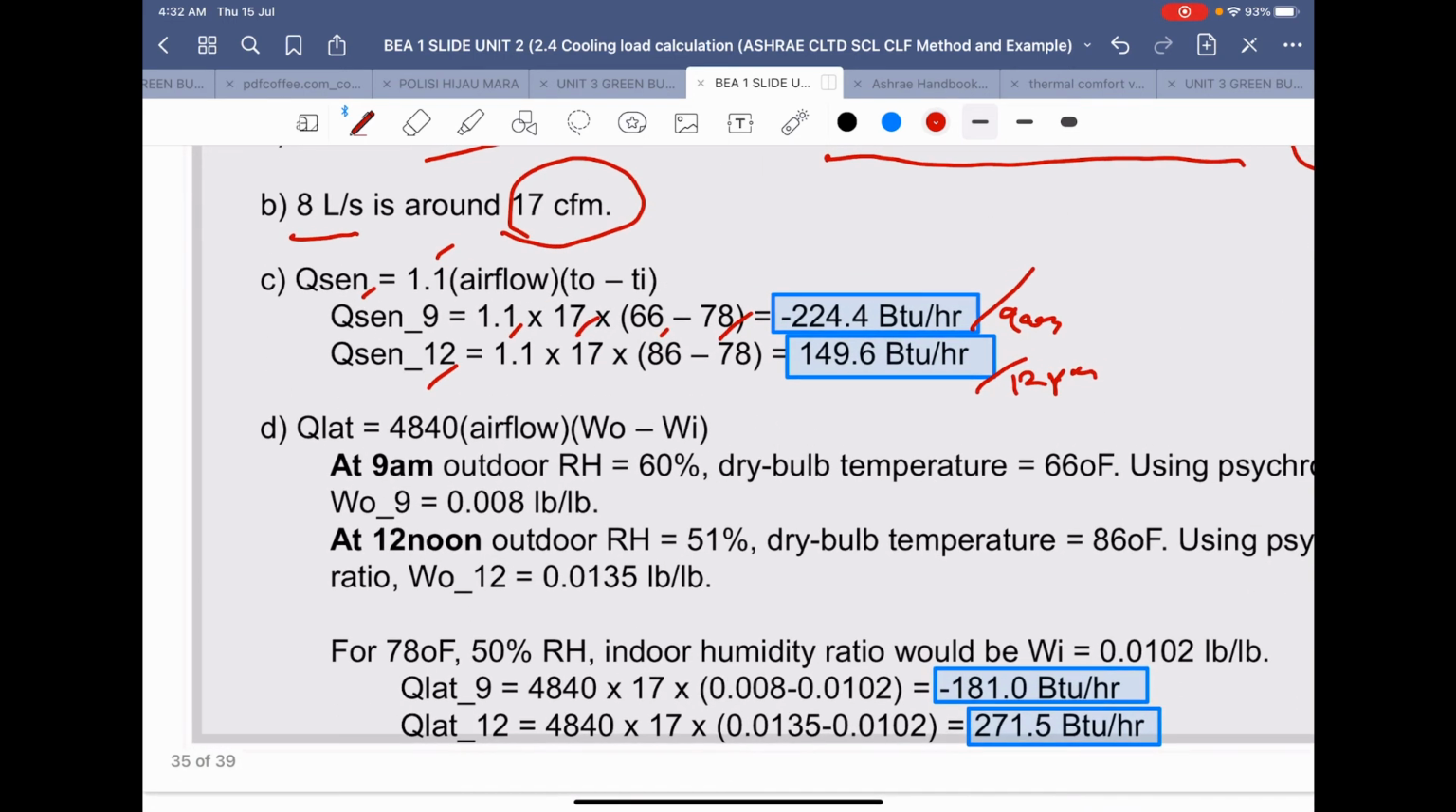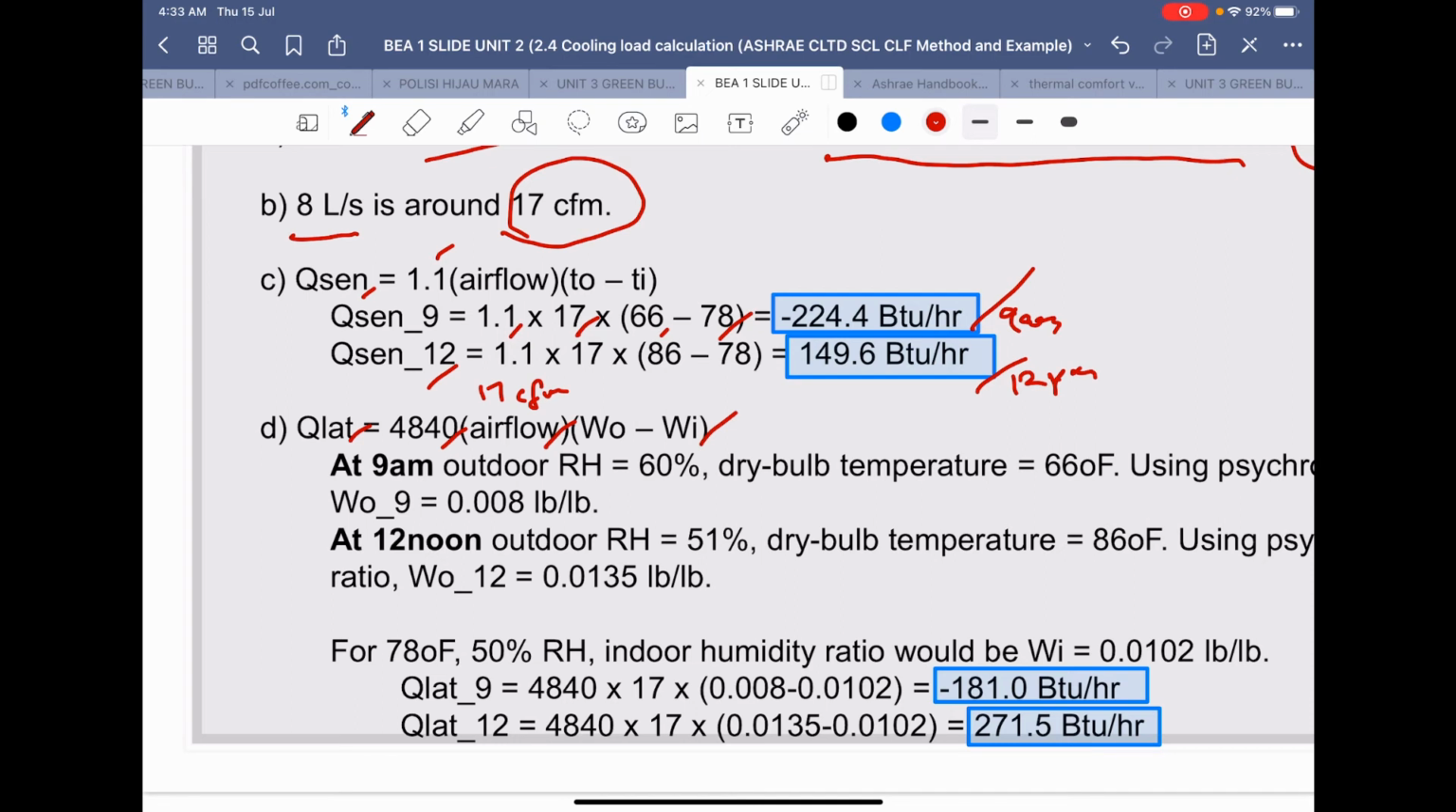Okay, it seems easy to calculate the Q sensible, but for the Q latent, we still need extra work to calculate that. So we use this formula, Q latent equals 4,840, this is the constant. We times by the airflow, you know the airflow is 17 CFM, but in this case we have to times with the outdoor humidity ratio minus indoor humidity ratio.